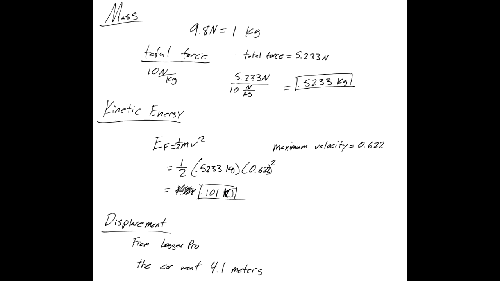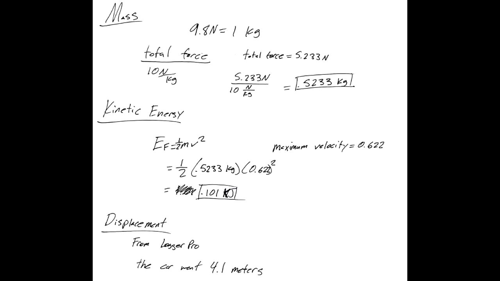For mass, we know that 9.8 newtons equals 1 kilogram, and our total force equals 5.233 newtons, and so you divide our total force by 10 newtons per kilogram, and so we get 5.233 newtons divided by 10 newtons per kilogram equals 0.5233 kilograms. And our maximum velocity equals 0.622 meters per second.